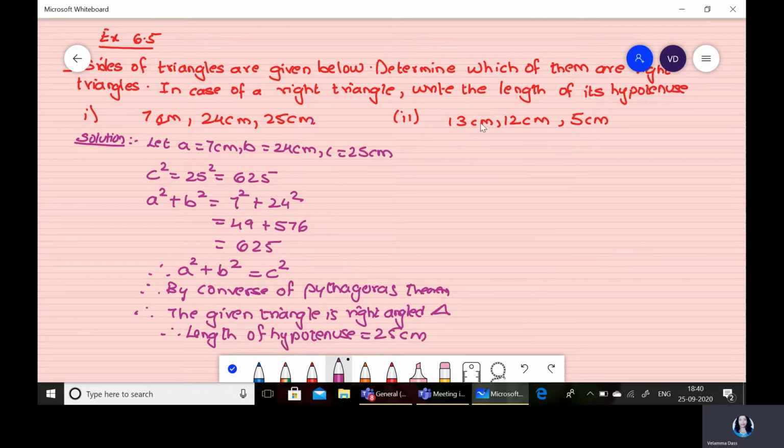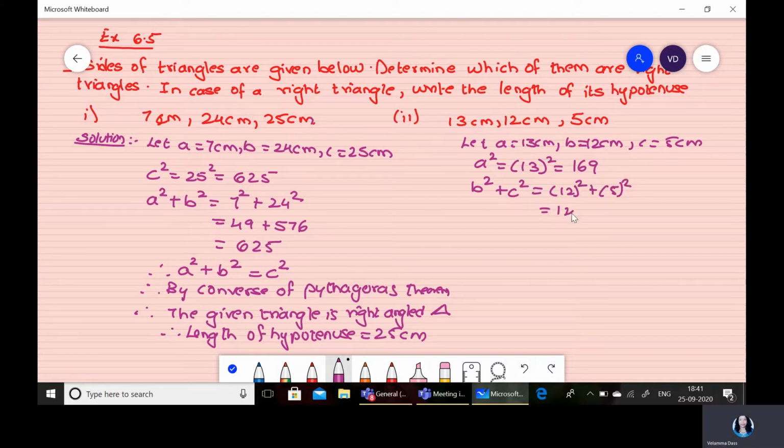Similarly, let's do the next sum, again finding the longest side. Here we will say let a equal 13 cm, b equal 12 cm, c equal 5 cm. You can take any alphabets; we are denoting the sides as a, b, c. Then let's take the square of the longest side, that is 13 square, which gives 169. Similarly, let's take the sum of the squares of the other two sides. So we get 12 square plus 5 square, that is 144 plus 25.